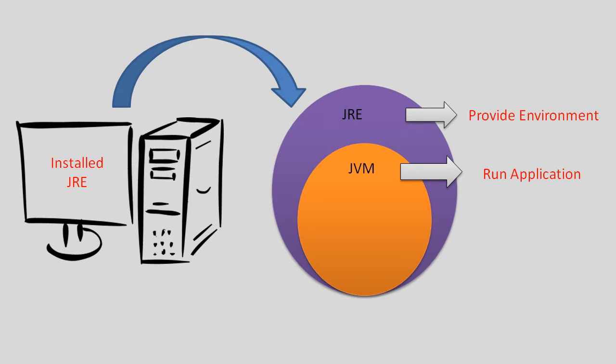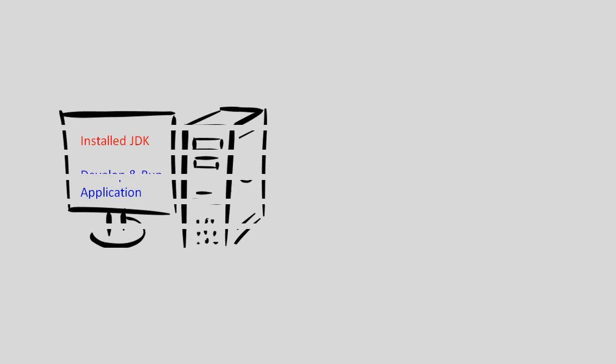Okay, now I have explained in another way so that the things will be clear to you. So when I install JDK in the system, I will be able to develop the application and I will be able to run the application. I will be able to develop the Java application. I will be able to run the Java application.